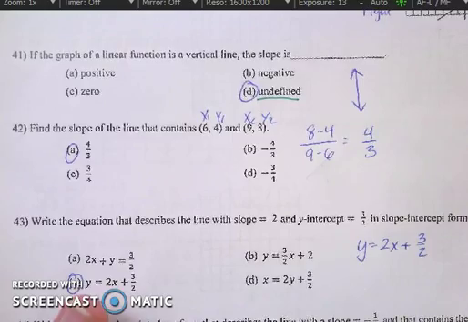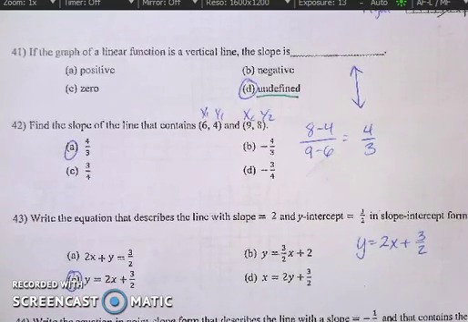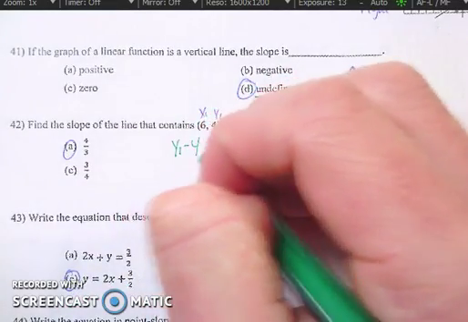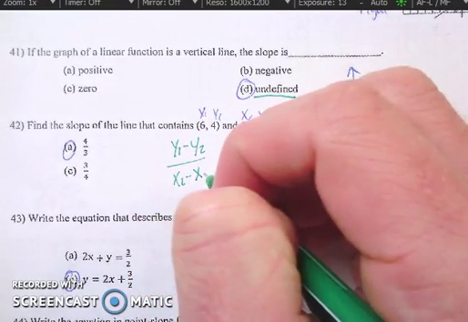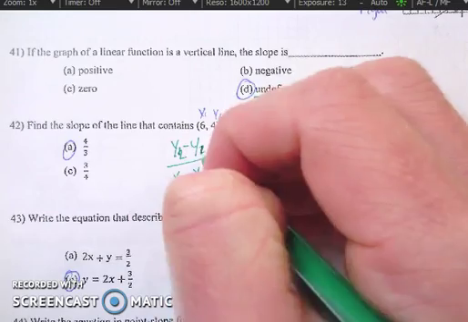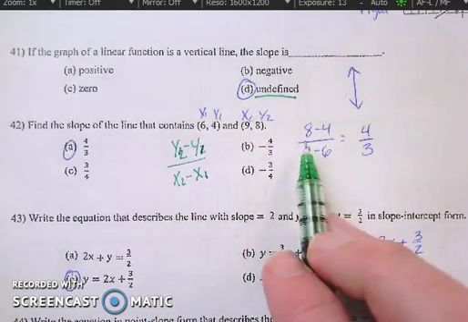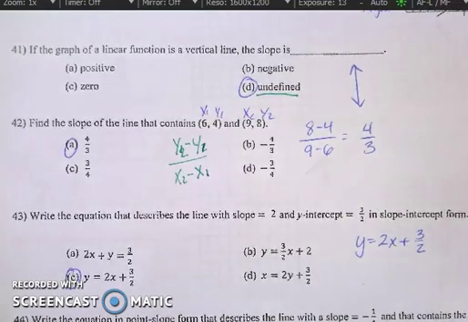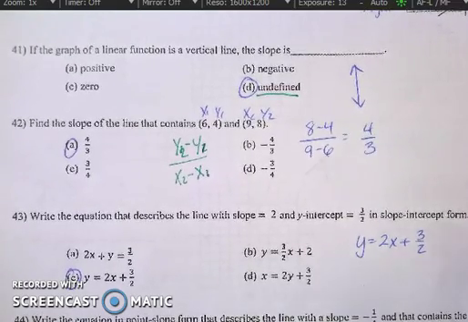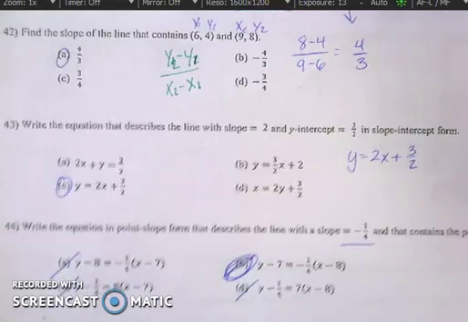Find the slope of the line that contains these points. We put in the slope formula, y2 minus y1 over x2 minus x1, and we get 8 minus 4 and 9 minus 6, which gives me 4 over 3. A.